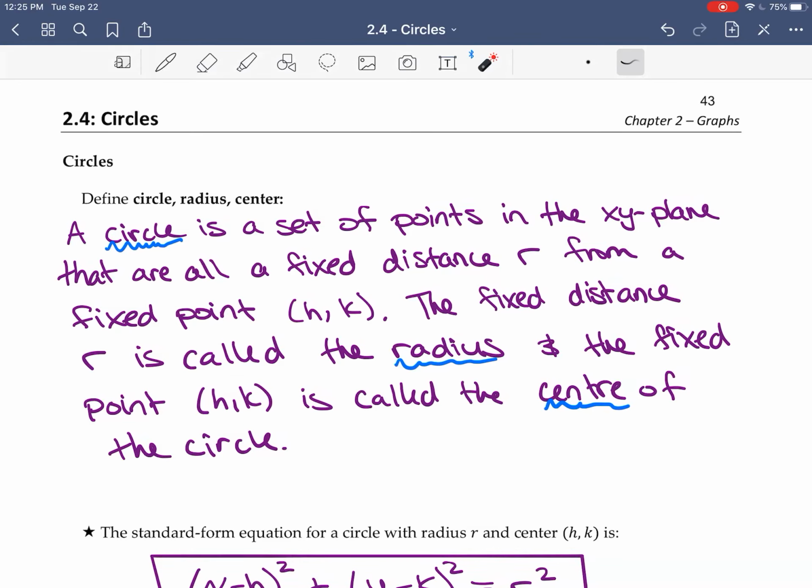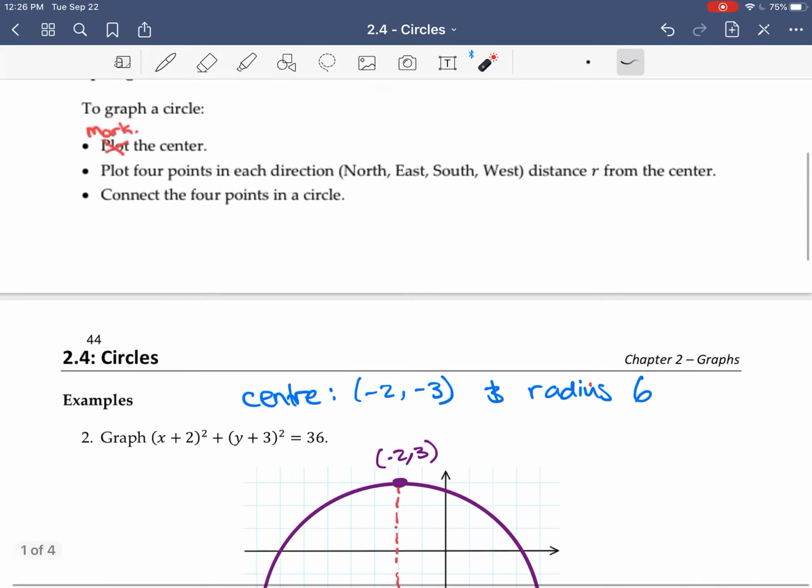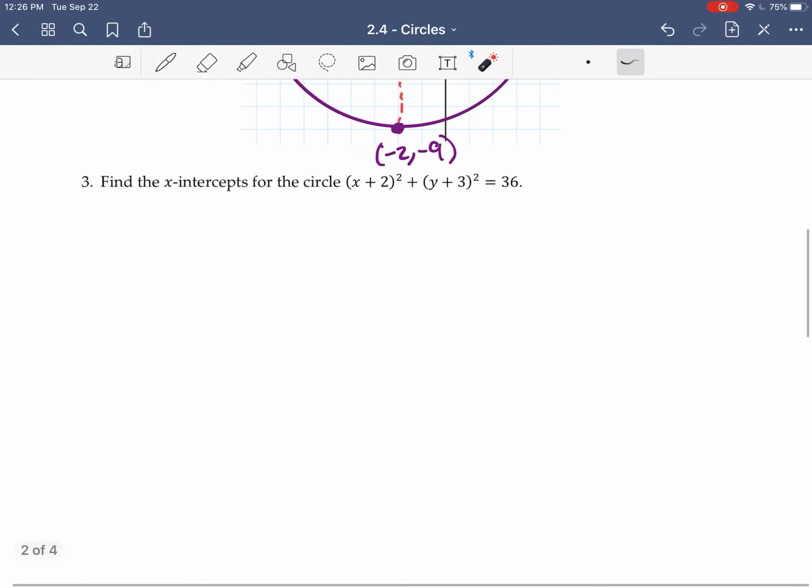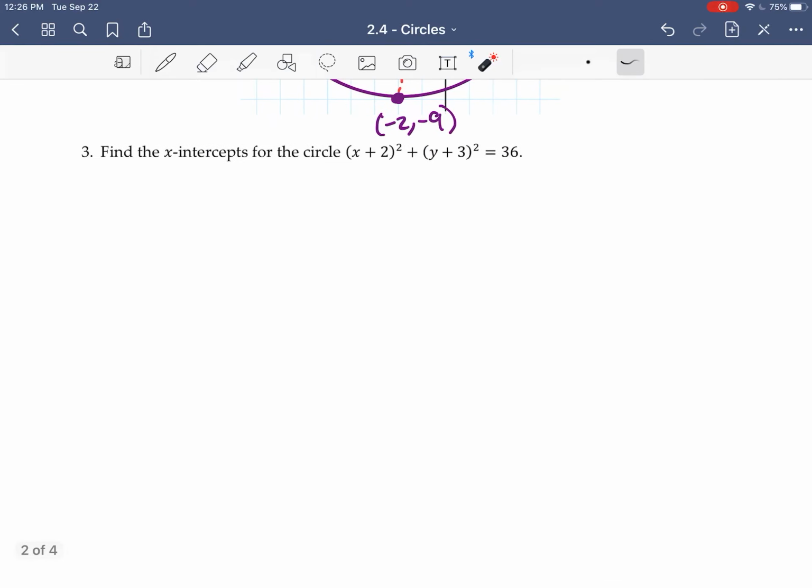In this video, we're going to do a few extra examples involving circles and their equations. So the first example is on the next page here. It's to find the x-intercepts when we have the equation of a circle in standard form. So the equation here is (x + 2)² + (y + 3)² = 36. So we want to find the x-intercepts.